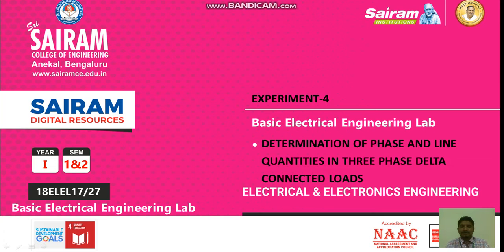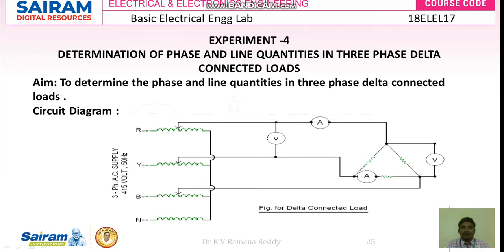Good morning students. Today we are going to conduct experiment number 4, that is determination of phase and line quantities in three-phase delta connected loads. So the aim of the experiment is to determine the phase and line quantities in three-phase delta connected loads.